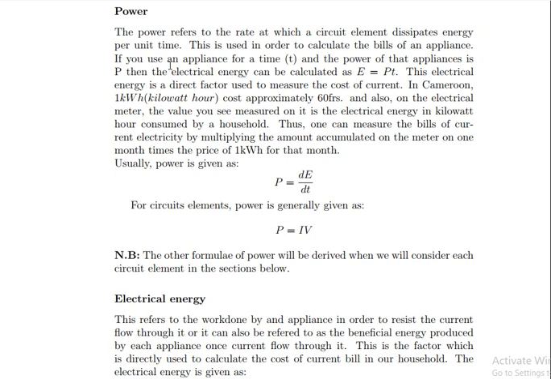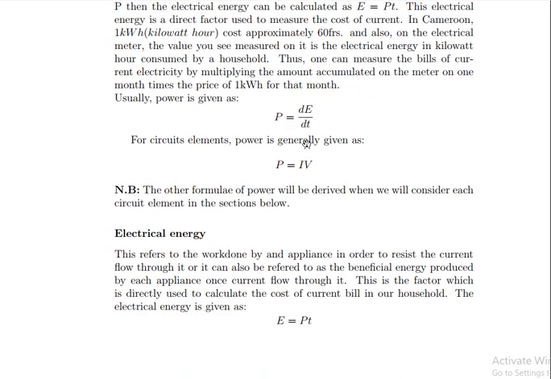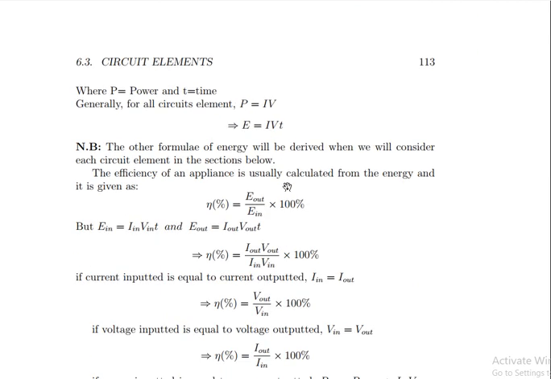If it's a resistor, power is defined as the rate at which a circuit element dissipates energy per unit time. In the case where it's a capacitor, the power is defined as the rate at which the circuit element stores energy per unit time. So this is the power, and this power is defined as P equals IV.